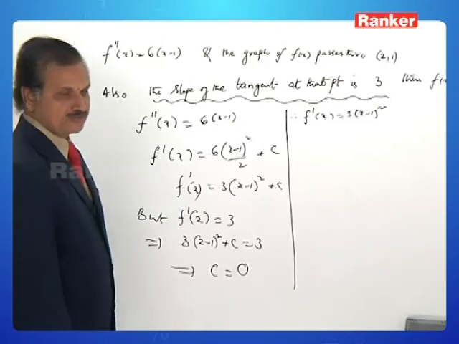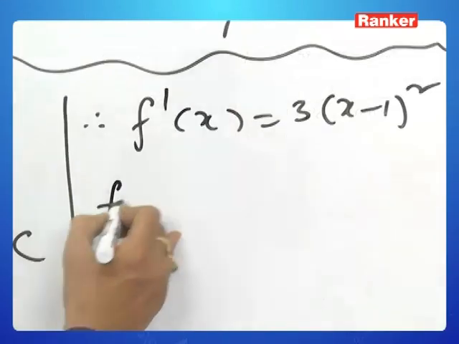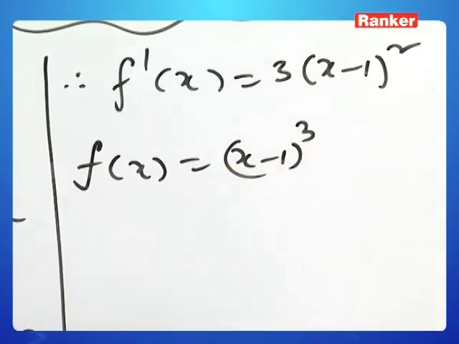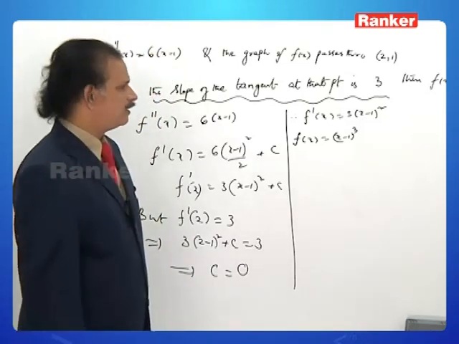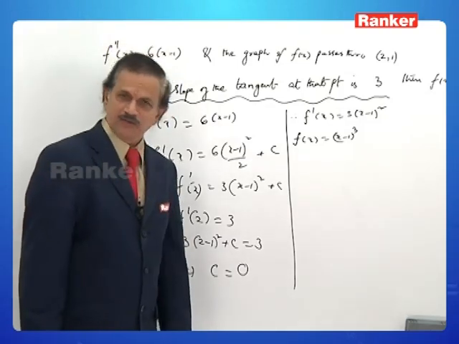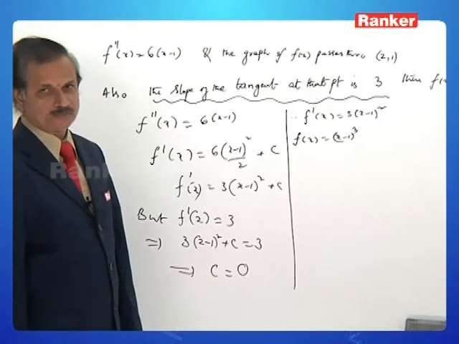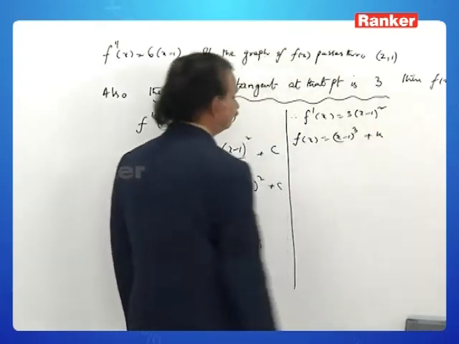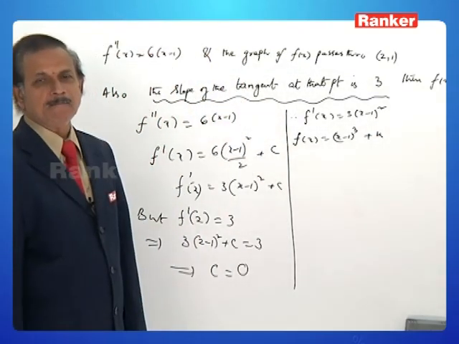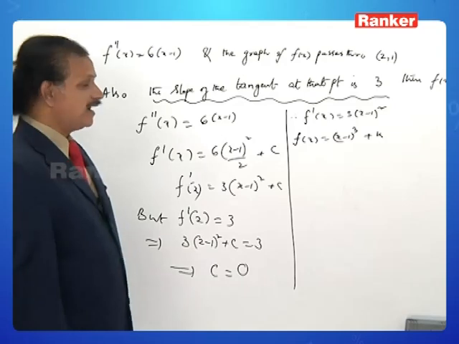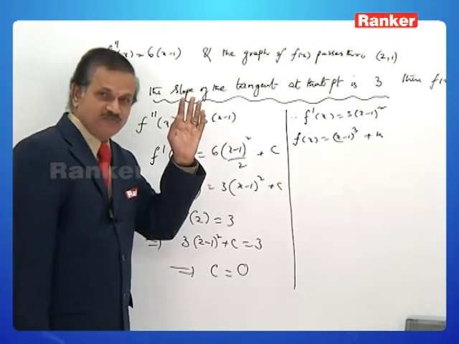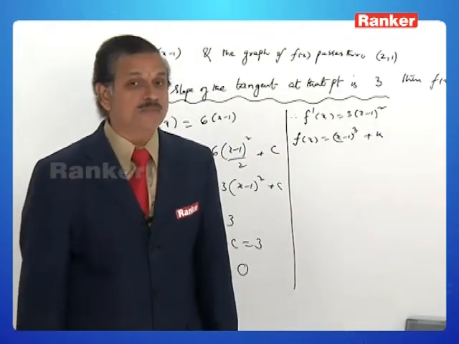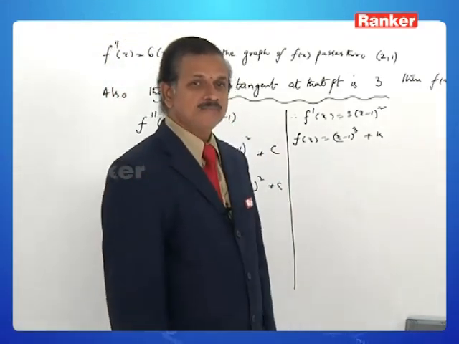Again, if we integrate it on both the sides, what do you have? f of x is equal to x minus 1 whole cube. That is, what is the derivative of x minus 1 whole cube? 3 into x minus 1 whole square. So, integral of 3 into x minus 1 whole square is x minus 1 whole cube, isn't it? Plus k. Well, my dear, you search in the data. Is there any piece of information which is still to be used? You look for that.